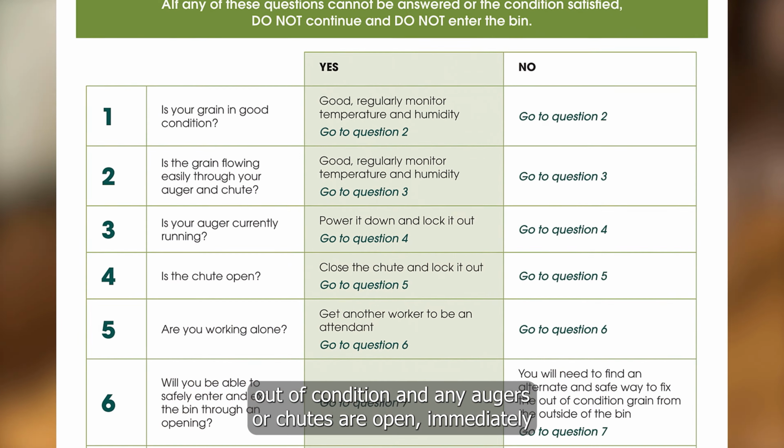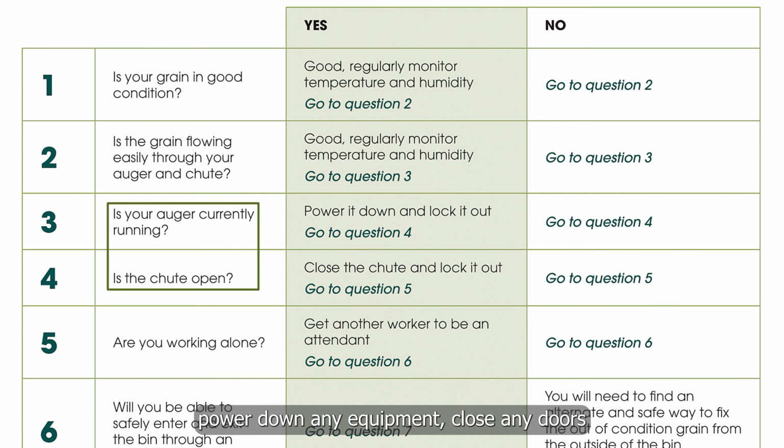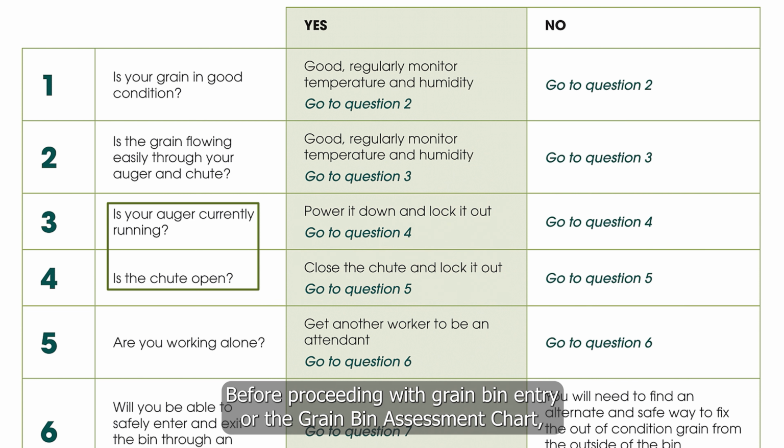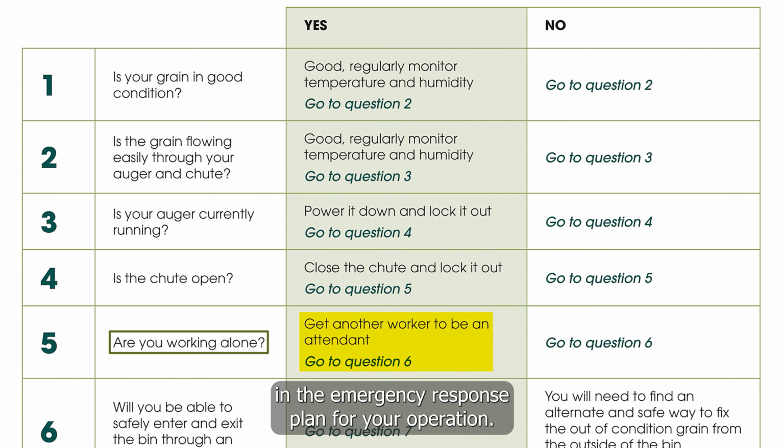If grain is out of condition and any augers or chutes are open, immediately power down any equipment, close any doors, and stop the flow of any product. Before proceeding with grain bin entry or the grain bin assessment chart, make sure another person is present that is trained in the emergency response plan for your operation.